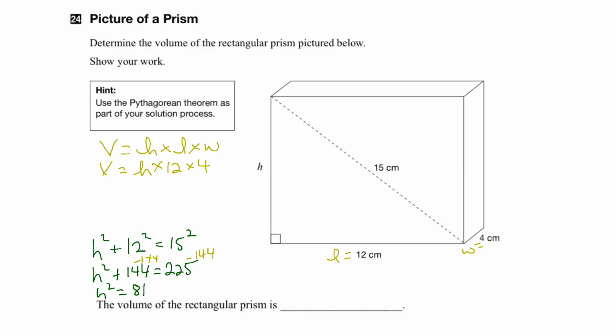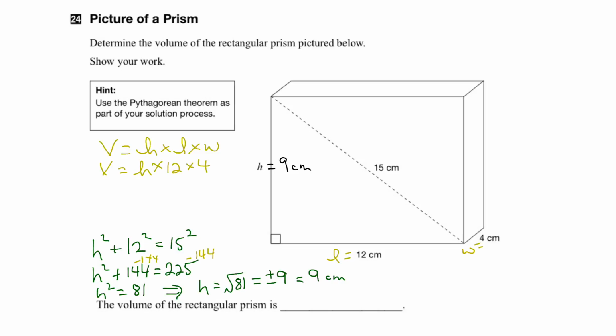So to isolate and get down to the h, what we would do is we take the square root of both sides. So h would equal the square root of 81. And the square root of 81 is plus or minus 9. Well, we can't have a negative 9 in terms of distance here, so we know that our answer is h is going to be 9 centimeters. So h here is equal to 9.